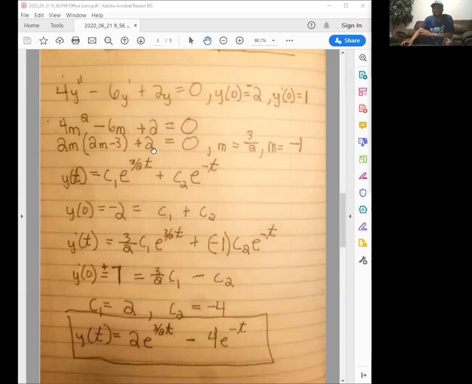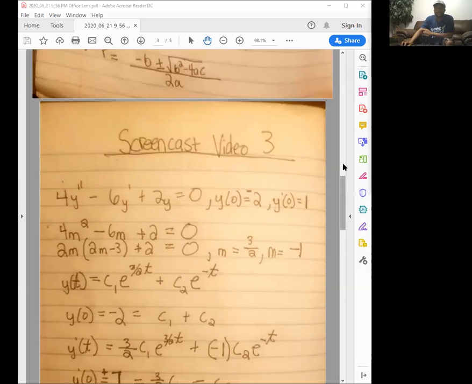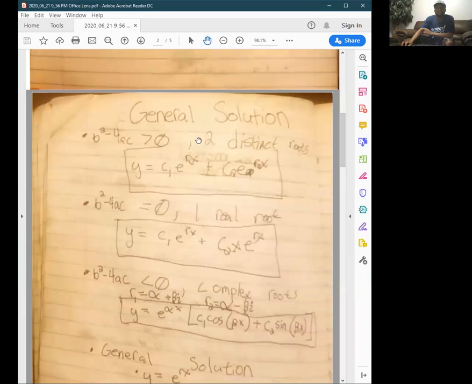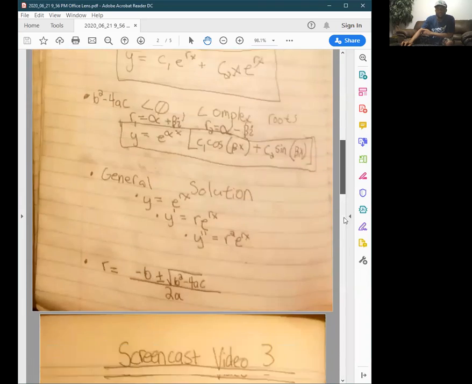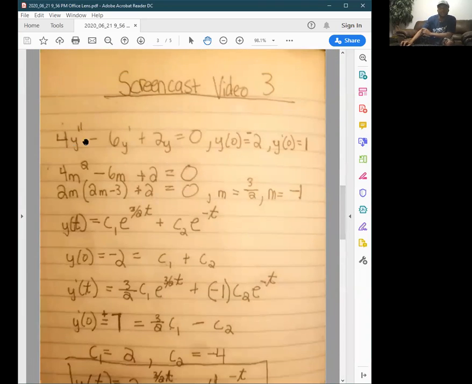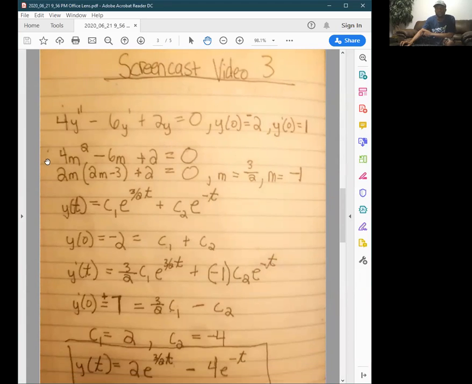This first one is an example of the first case up here, where the discriminant is greater than 0. It's 4y double prime minus 6y prime plus 2y equals 0 with these initial values. I always break it down to the characteristic equation, where m is the root. So you have 4m squared minus 6m plus 2. You factor that, and you end up with m equal to 1 over 2 and m equal to 1. You got 2 m values.